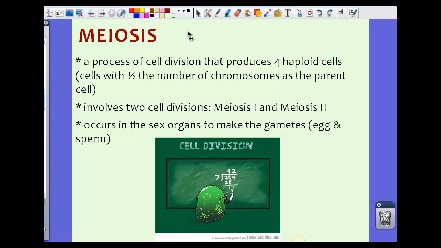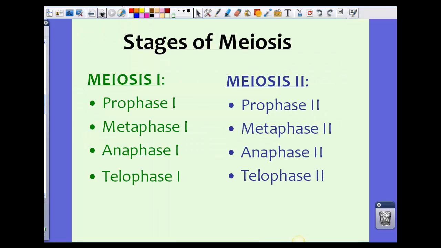So what is meiosis? All right. Meiosis is a process of cell division that produces 4 haploid cells, which are cells with half the number of chromosomes as the parent cell. That's its goal. Meiosis involves 2 cell divisions. We have meiosis 1 and meiosis 2. Don't be scared because it's okay. You've already seen the stages. And meiosis occurs in the sex organs that make the gametes. So for males and females, it's going to be a little bit different.